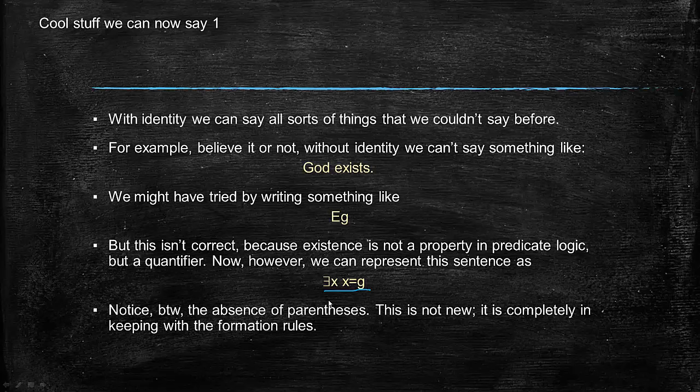Notice, by the way, there's no parentheses here, right? We don't put parentheses. We don't write it like this: there exists an X such that X equals God. Just like we don't write this: there exists an X such that R X G with parentheses, right? Neither of those are right. That's wrong. We don't write like that. The formation rules don't permit introducing parentheses in that way. So resist that if you feel like it needs it. It doesn't.